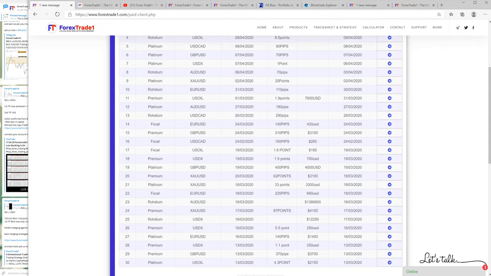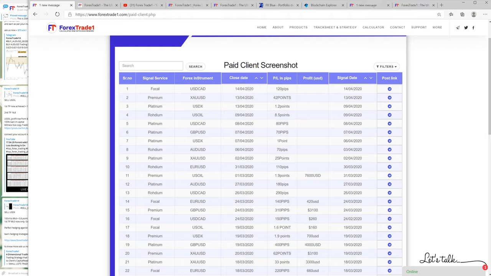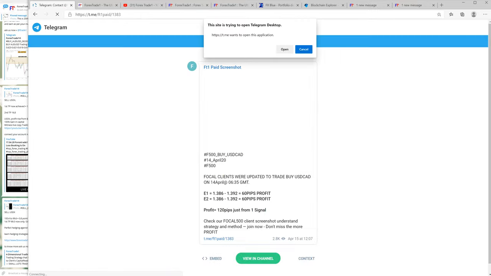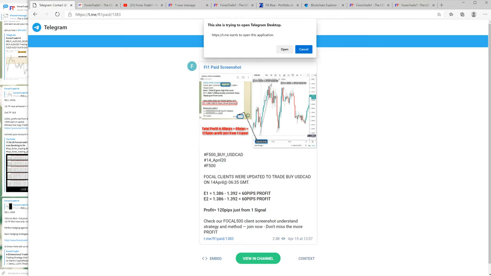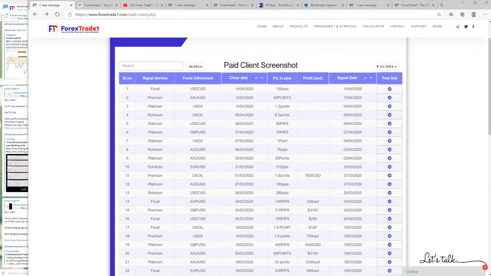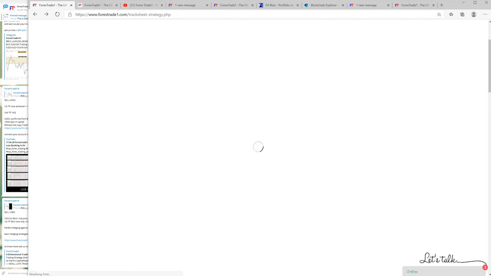This is with Telegram screenshot. You can click here and it will take you to that Telegram link, and you can verify that the actual signal was generated and this is how it made a profit. So this is one example. You can see the screenshot here and you can check the Telegram link. So this is the paid client screenshot.